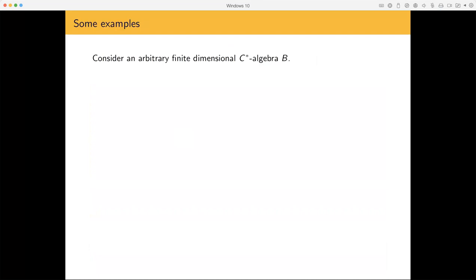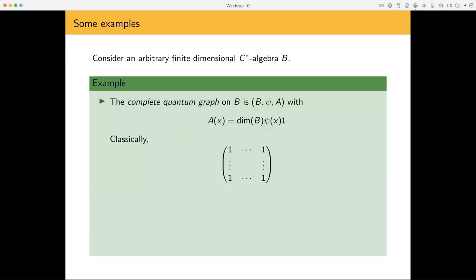So actually, even in an arbitrary finite dimensional C-star algebra, there are two things you can always do. One is form an analog of the complete graph, which in the classical case would be the graph where all vertices are connected. The analog of that would be to form a very specific quantum adjacency matrix, which is given by this formula. If B is commutative, that will be the all-ones matrix, but in the non-commutative setting, this looks a bit different.